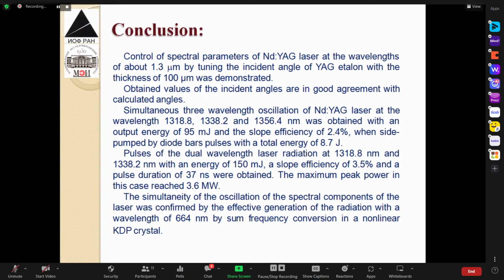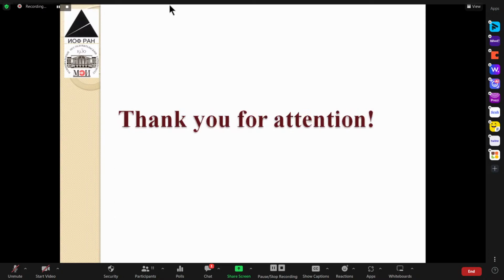And for dual wavelength, well, the efficiency was about 2.5, and the maximum output energy was 150 millijoule when pumped with 8.7 joule of electrical pumping. So I think that this system is rather promising in order to obtain and to control the output laser radiation, spectral output of the lasers. And thank you for your attention.